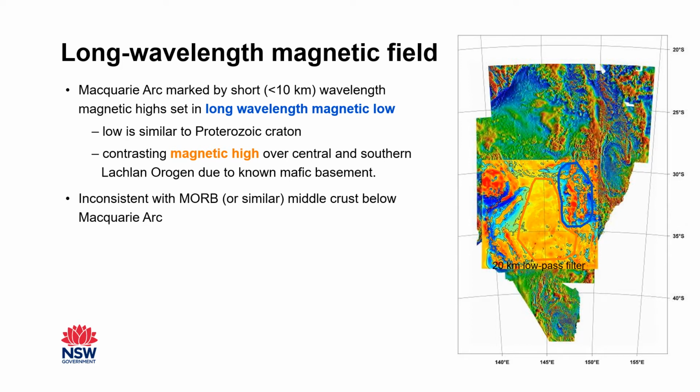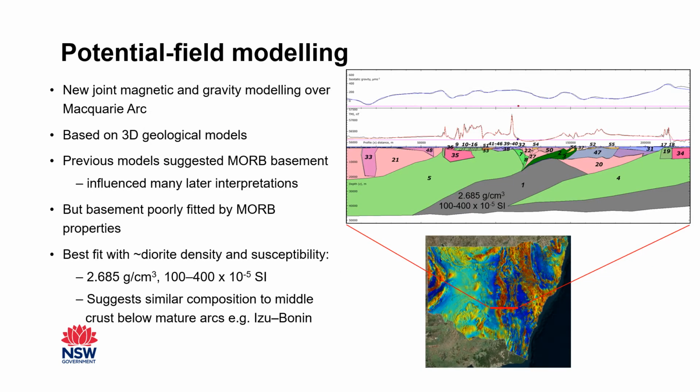This is significant because existing interpretations of potential field and seismic data have inferred a MORB basement for the arc, and the apparent consistency of this with geochemical evidence of an intraoceanic character has led to many authors accepting that a MORB substrate floors the arc. I am currently producing a series of potential field inversions over the Lachlan Orogen, using part of a statewide 3D model as my reference. Here is one that spans the Macquarie Arc.